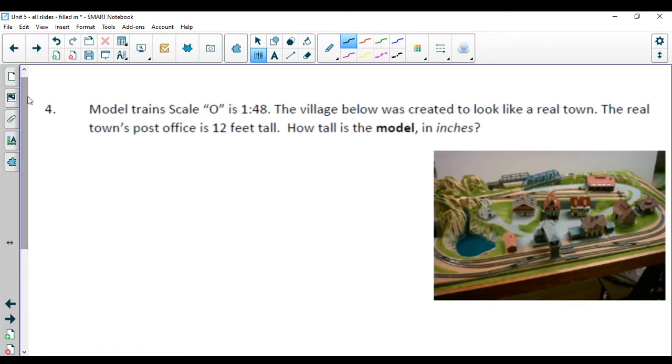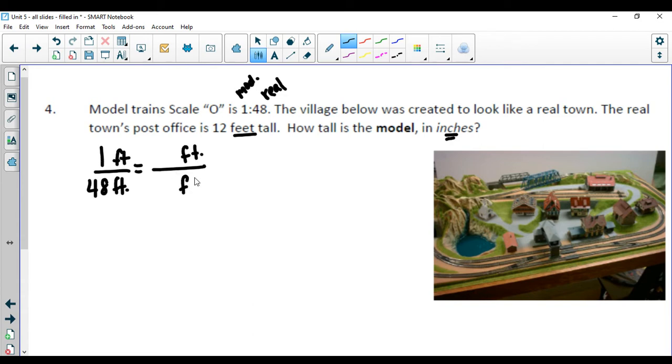For number 4, model train scale O is 1 to 48. The village below was created to look like a real town. So the 1 represents the model, and the 48 represents the real one. The real town's post office is 12 feet tall. How tall is the model in inches? So we're going to do 1 foot in the model represents 48 feet in real life. So for us, 1 foot in the model, 48 feet in real life.